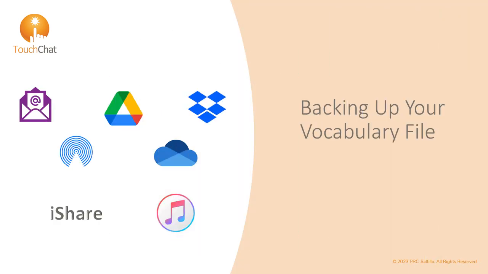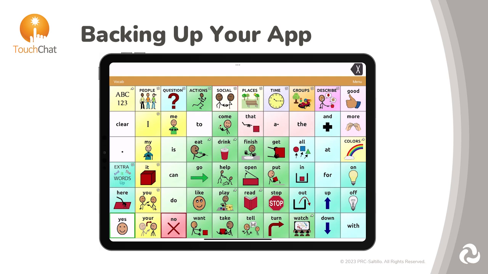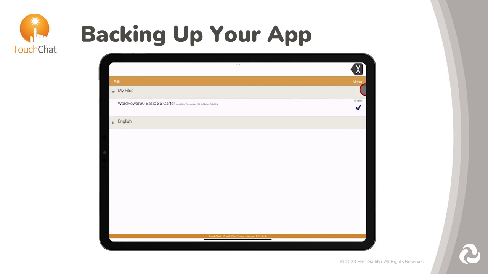When you have finished customizing the vocabulary file in your TouchChat app, you will want to make sure you have saved a copy somewhere. There are many ways to back up your custom vocabulary files and transfer them to your preferred storage space. Refer to the Backup and Transfer Quick Reference Guide for more information about these options. To back up your vocabulary file, go to Vocab, then choose New Vocab. Select Menu, then Import/Export Vocab. You can choose to export to iTunes, use Dropbox, or to export and share.